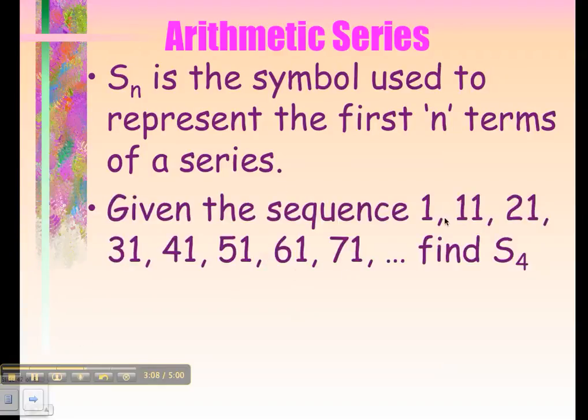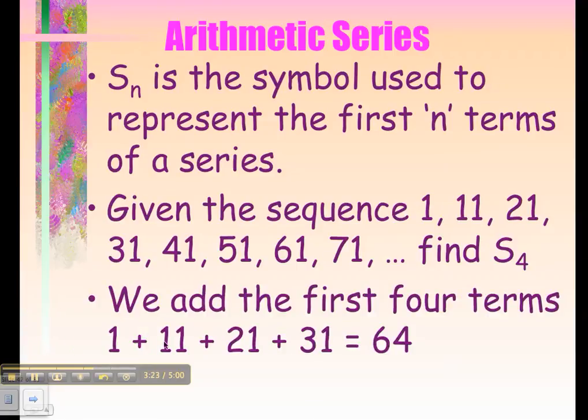Okay? So let's say I have the sequence 1, 11, 21, 31, 41, and it goes on forever. Let's say I wanted to find S sub 4. That means find the sum of the first 4 terms of the sequence. So I would have to add the first 4 that I have there, 1, 11, 21, and 31, and I would get 64. Okay?